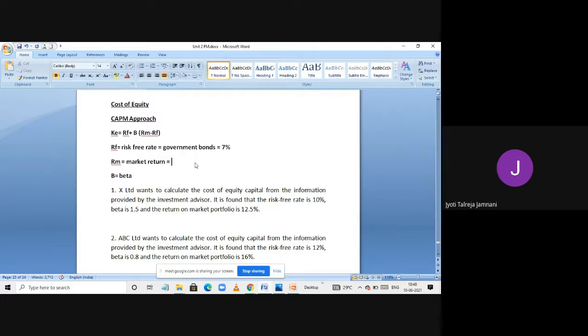Now, market return. Market return is nothing but how much the company pays you. If you invest in a private company or a public limited company which is listed on the stock exchange, how much they pay you. So this is the company's return. Okay, now tell me, can the company pay you exactly 7%? I think no, ma'am.